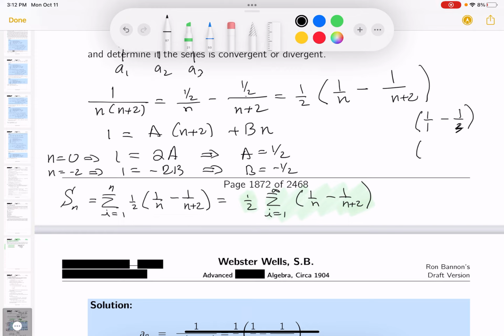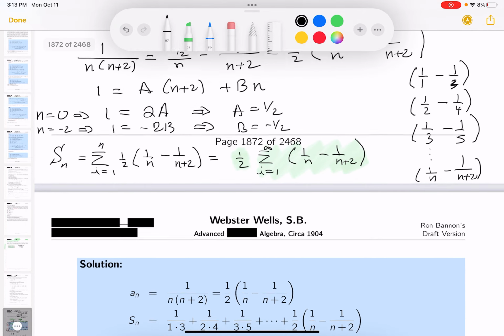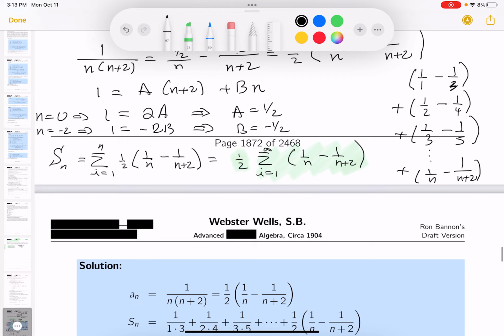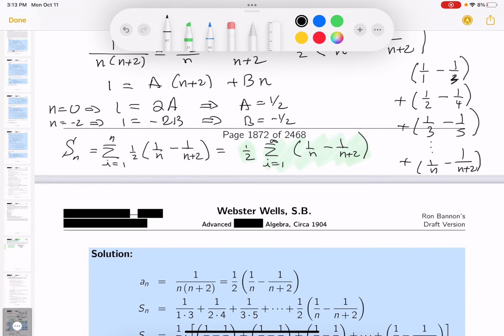What's the next one going to be? 1 over 2 minus 1 over 4. All right, what's the next one going to be? 1 over 3 minus 1 over 5. Well, you know what? I definitely see something going on here. I just want to get to the end. 1 over n minus 1 over n plus 2. And by the way, we're adding these things together. All right? We're adding them together. So I think I'm going to just start writing it down for you. So again, I'm going to concentrate on one thing at a time. Whoops, sorry about it. I didn't mean to do that.